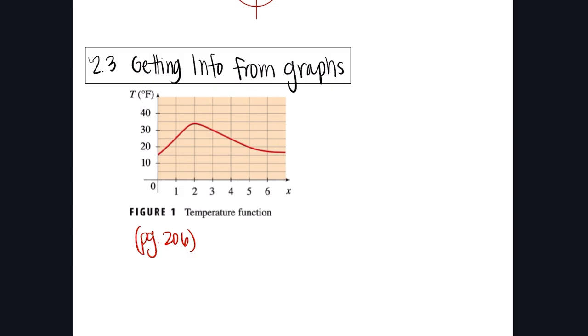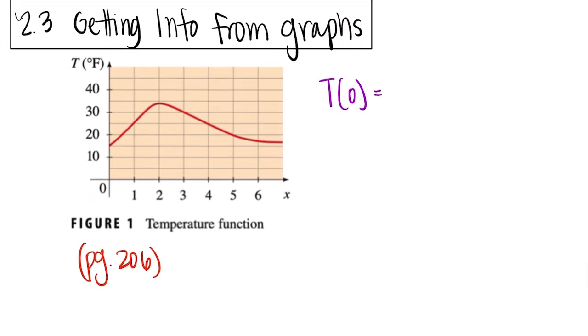So if I gave you this graph and I said, what is T of 0? Where would I look on the graph to find T of 0? So we're saying x equals 0. If x equals 0, what does y equal? 15. So T of 0 is 15.